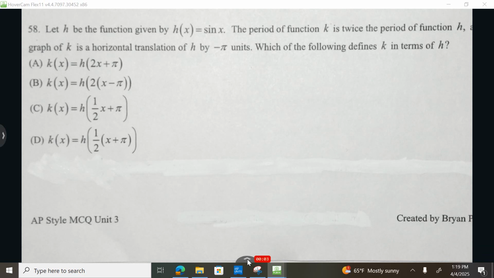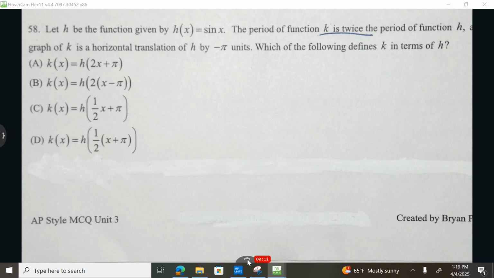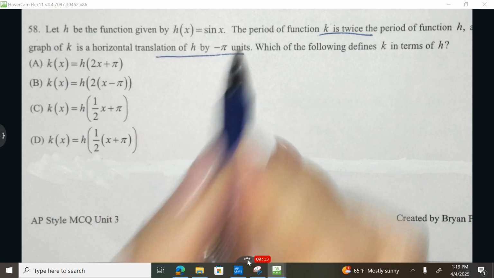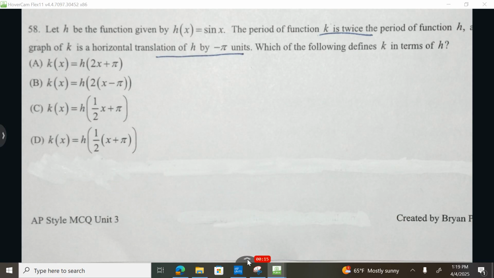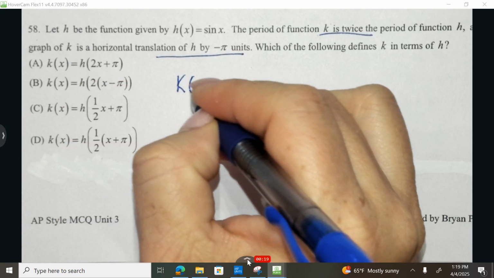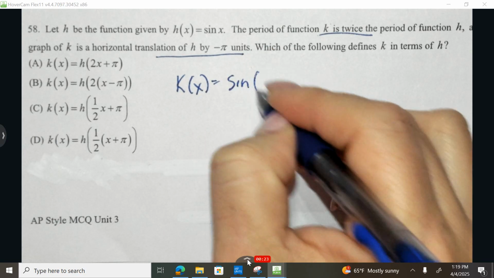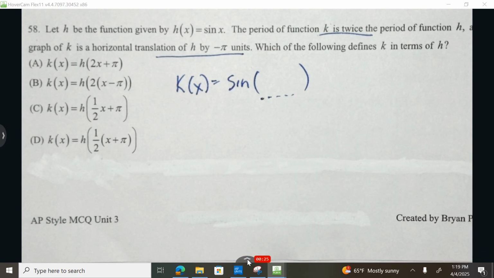Let h be the function given by h of x equals the sine of x. The period of function k is twice the period, okay? And we also have a horizontal shift of negative pi. Okay, and then we are going to rewrite this. Now this looks a little odd, but recognize that the h really is the sine, and I'm not going to put an x there. They're wondering what should go inside of here.